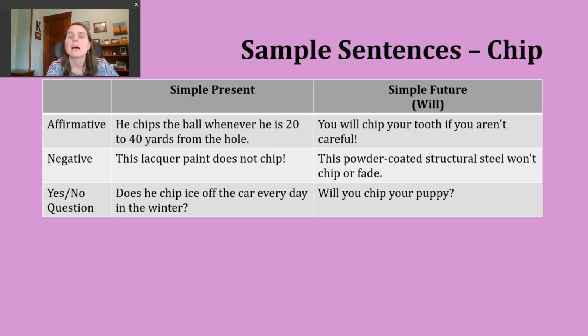To do this, again, we have to pay attention to our subject. If the subject is I, you, we, or they, we'll use do not, and then the base verb. But if our subject is he, she, or it, we should use does not, and then the base verb. Notice I'm not adding an S to the end of the verb here in the negative. An example sentence could be, this lacquer paint does not chip.